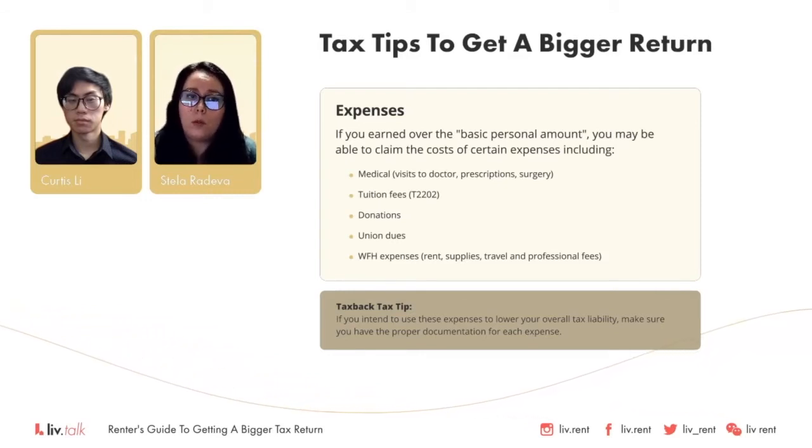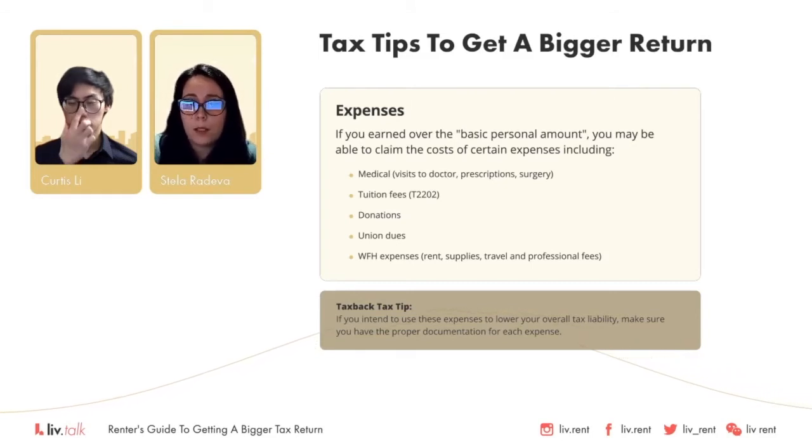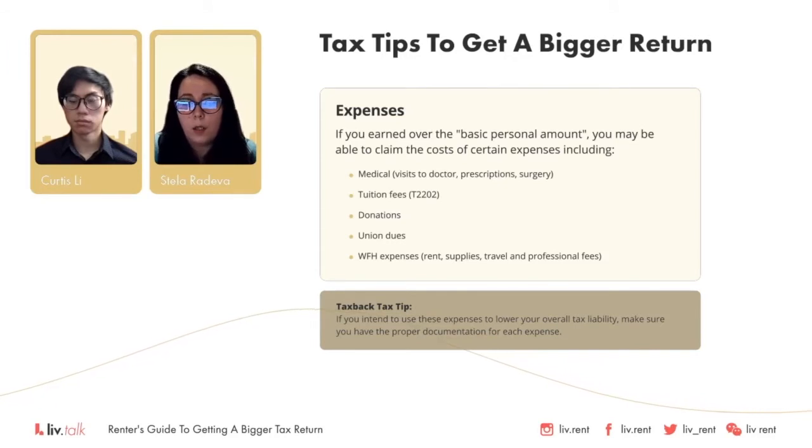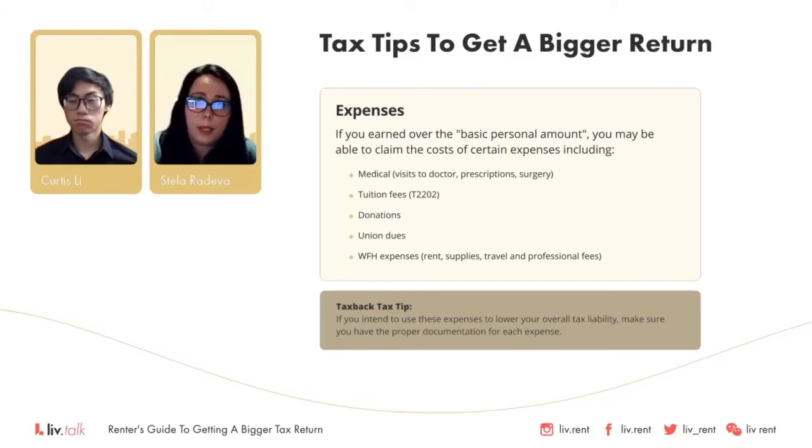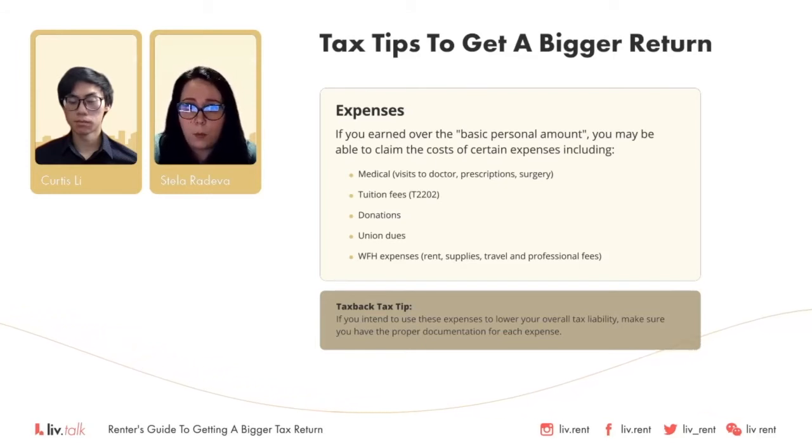You can also use your tuition fees as tax credit with the T2202 form. If you made any donations, you can include those into your tax return. If you also paid union dues, or if you had work from home expenses, including rent, supplies, travel, and professional fees, you can claim those. Also, if you had moving expenses, if you had to start a new job or educational program in a different province, you may claim some of the moving expenses you made.